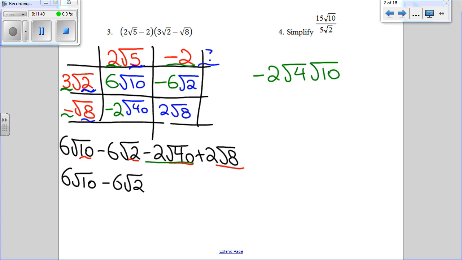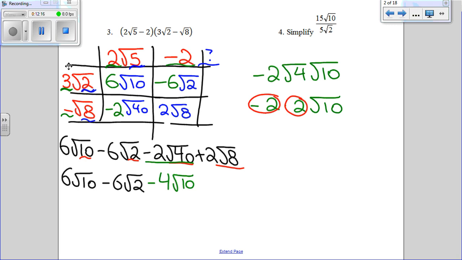Right, I'm just doing it on the side. The square root of 4 is equal to 2. Square root of 10 remains the same. The reason I'm doing this one on the side is when you're simplifying radicals that already have a coefficient, you end up with 2 coefficients. When you have 2 coefficients, what do you do with them? You multiply them. So this would become negative 4 root 10. You multiply them together.